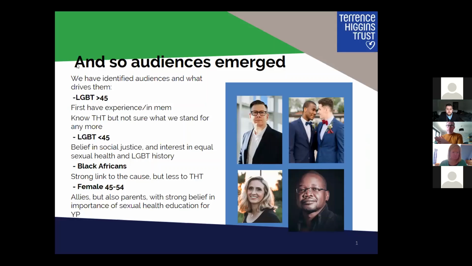So older than that, people have a very different experience of what HIV/AIDS meant, and younger than that, it's generally more positive. With the Black African population or Black community, obviously there's more of an international angle, and with the female 45 to 54 audience, what we saw there was a very strong link to sexual health, but driven mainly by being parents and wanting their kids to have access to good sexual health information.